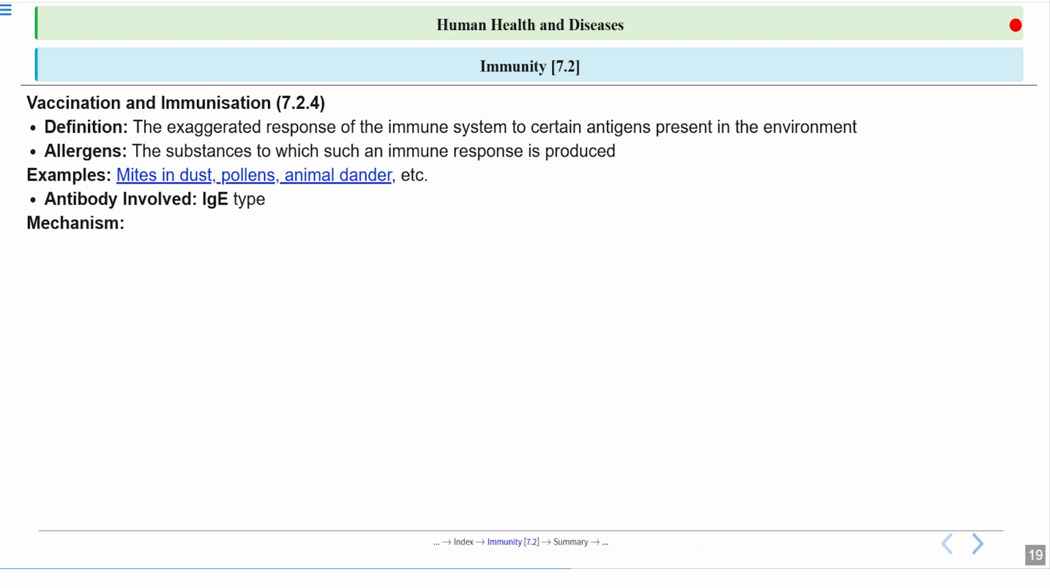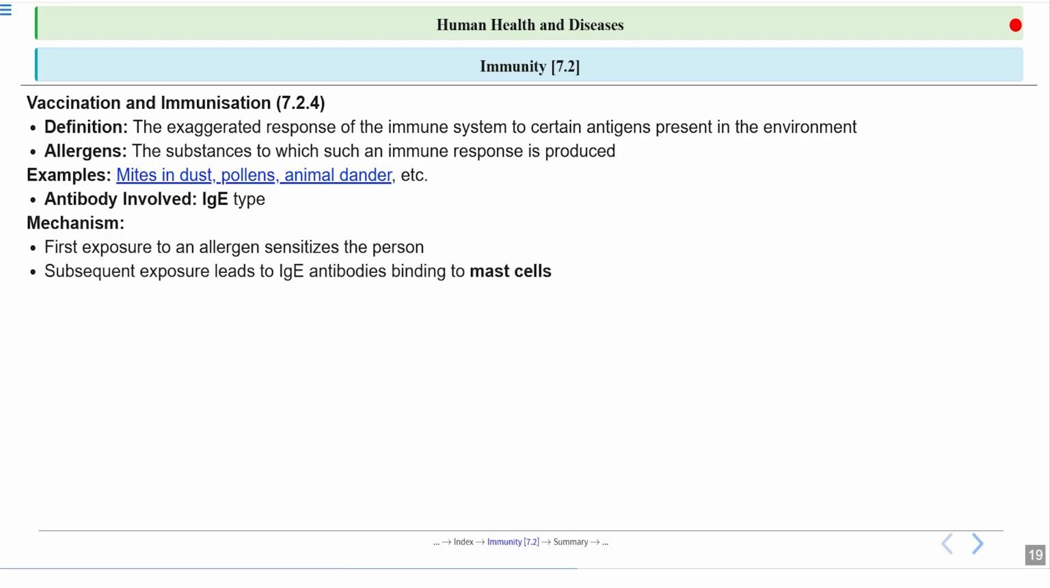Okay, now let's talk about the mechanism behind allergic reactions. Now, first, when a person is exposed to an allergen for the first time, their immune system becomes sensitized. Now, when the person is exposed to the allergen again, the IgE antibodies attach to mast cells, which are like the body's alarm system. So, this sets the stage for the allergic reaction.